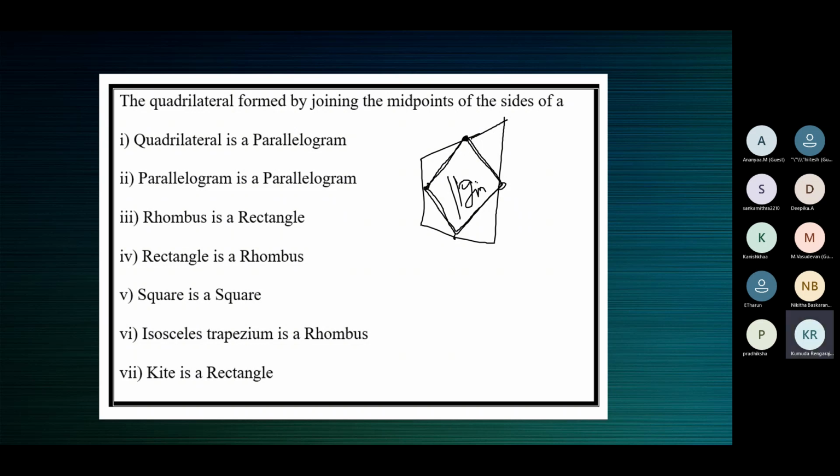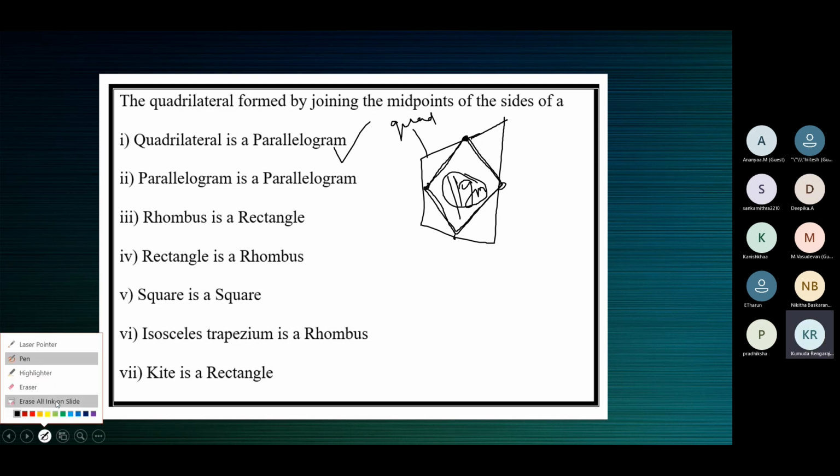Now this one will always be a parallelogram. The outer one can be any quadrilateral. You mark its midpoints and join them, and you get another quadrilateral. That is always a parallelogram. That is what this result is.